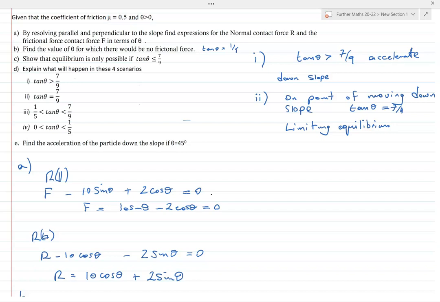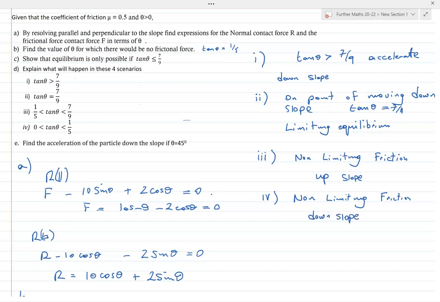So answering the question then, for part 3, it's non-limiting, and friction is up the slope to stop it from moving down the slope, which is what would happen if it was smooth. And part 4, non-limiting, friction is down the slope. Okay, but it's never limiting the other way.